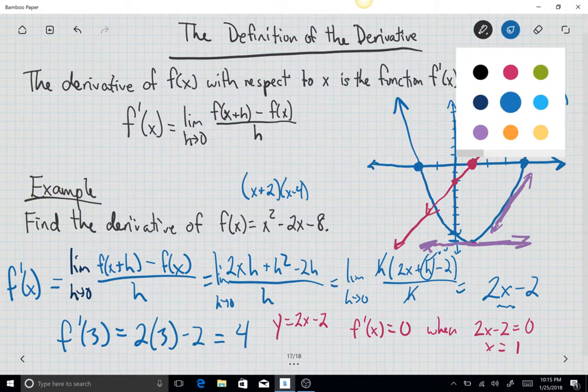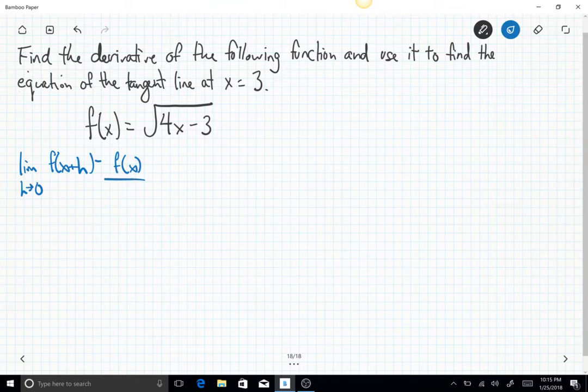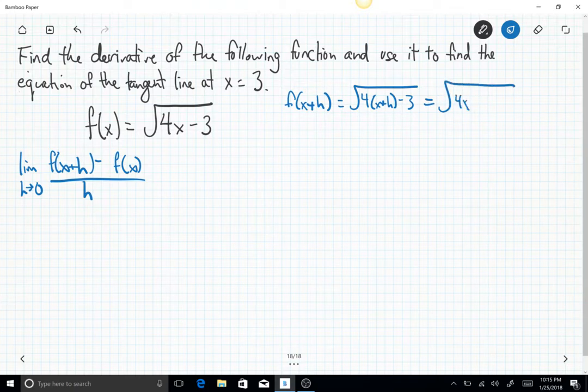Now let's get to a harder one in terms of calculating the derivative. Find the derivative of the following function and use it to find the equation of the tangent line at x equals 3. So remember that it's the limit as h approaches 0 of f of x plus h minus f of x, all over h. We've got to figure that out. So first off, f of x plus h equals the square root of 4 times x plus h minus 3. We might even want to expand it here, so you get 4x plus 4h minus 3. Oops, plus 4h, sorry.